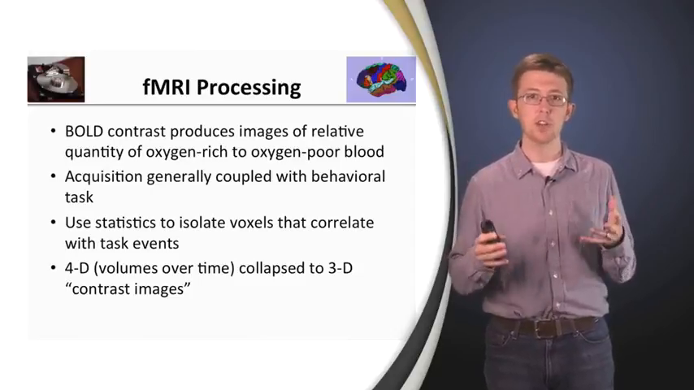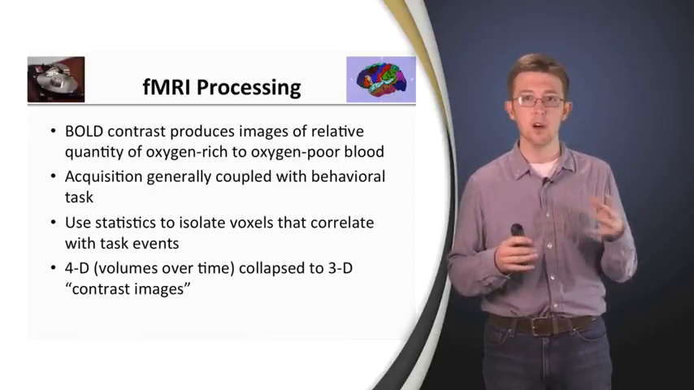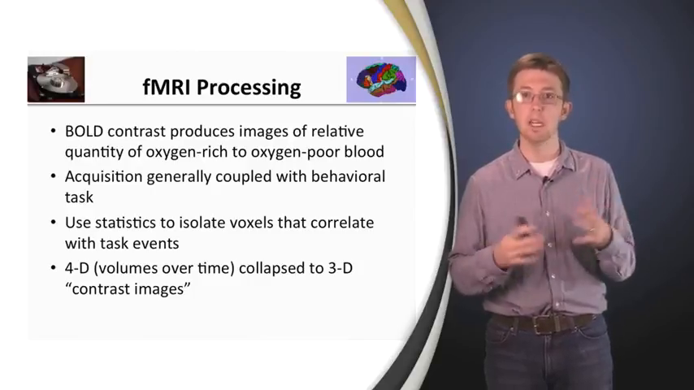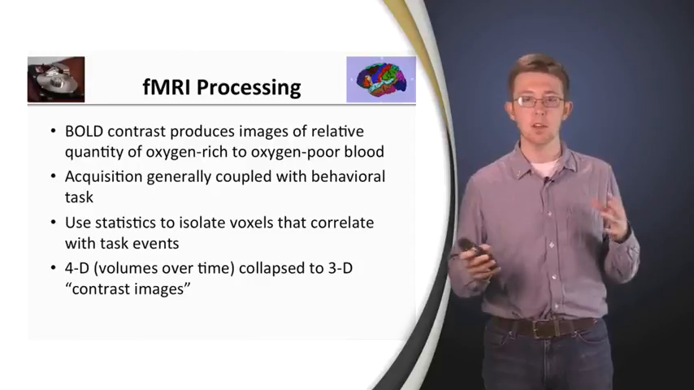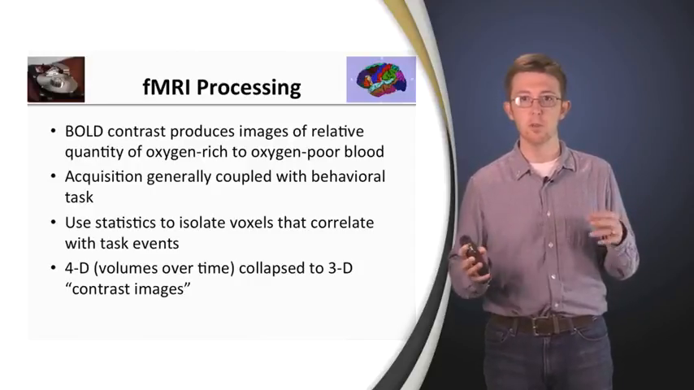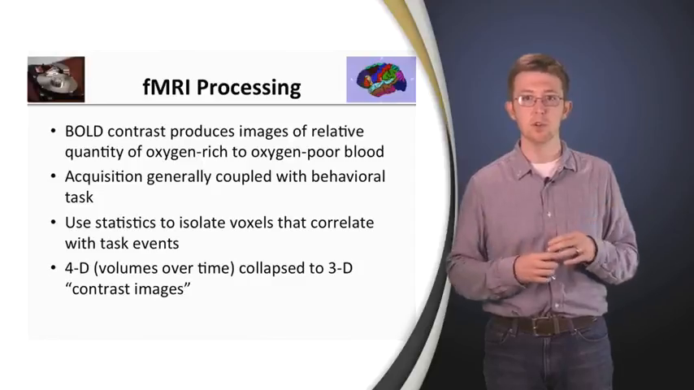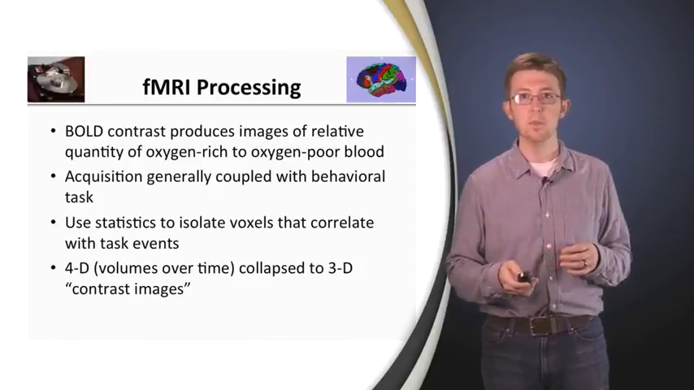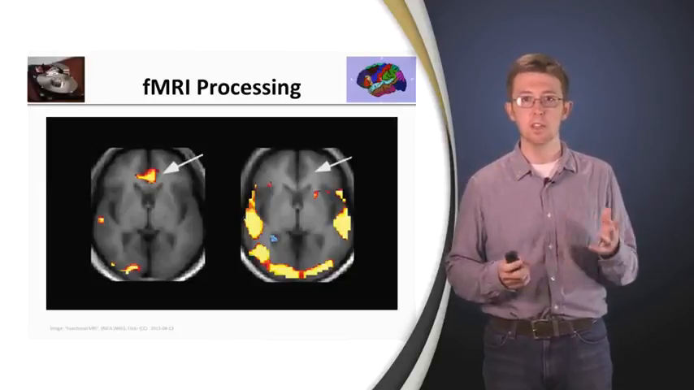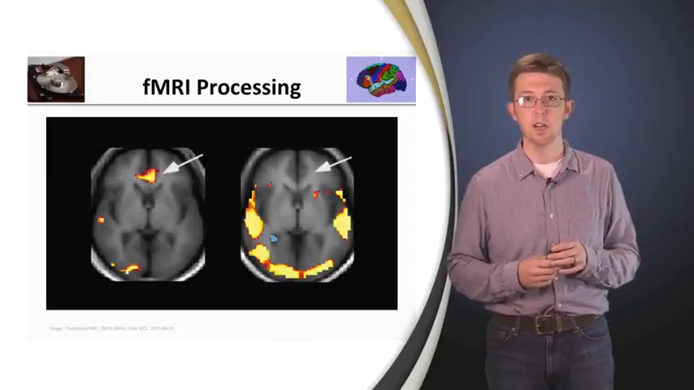Then as researchers, we can use statistics to isolate the voxels that correlate with the task events. We'll collect many volumes over time, and a standard analysis will collapse the four-dimensional volumes into a single three-dimensional contrast image. Typically, you'll see these maybe in the news. This is a standard fMRI analysis.